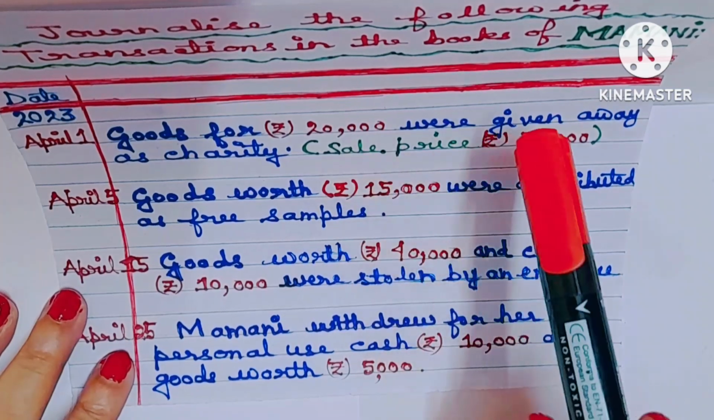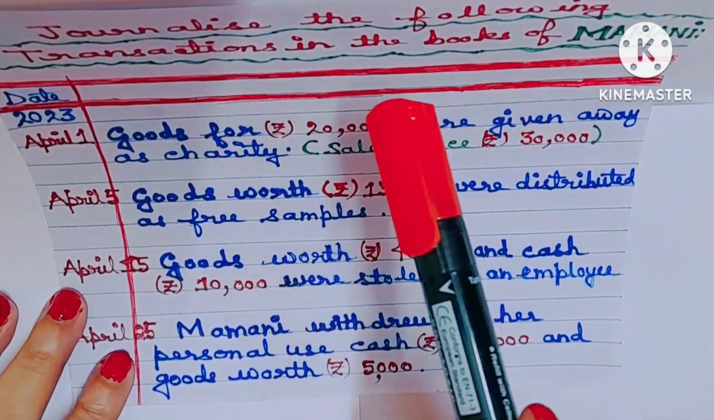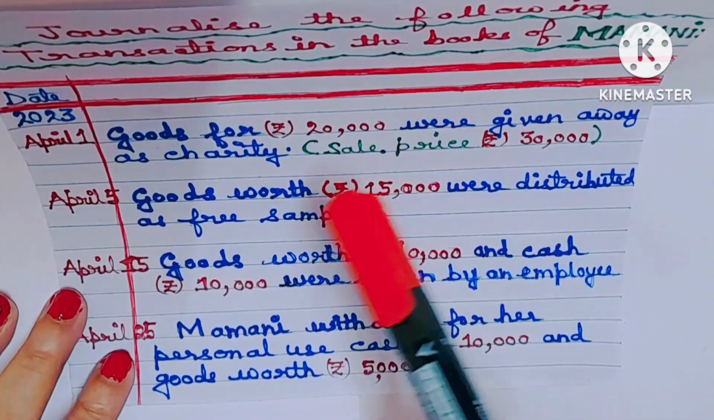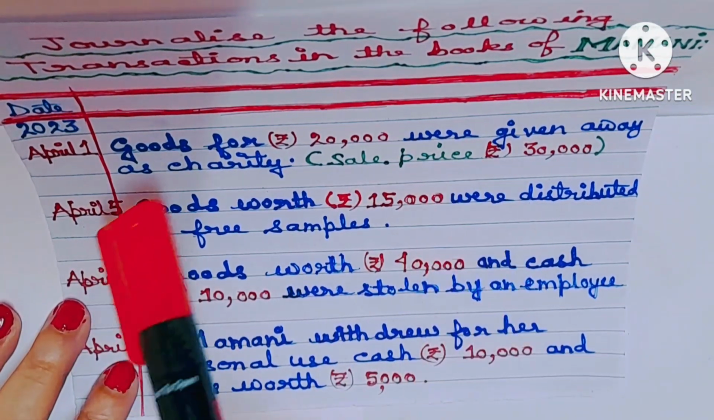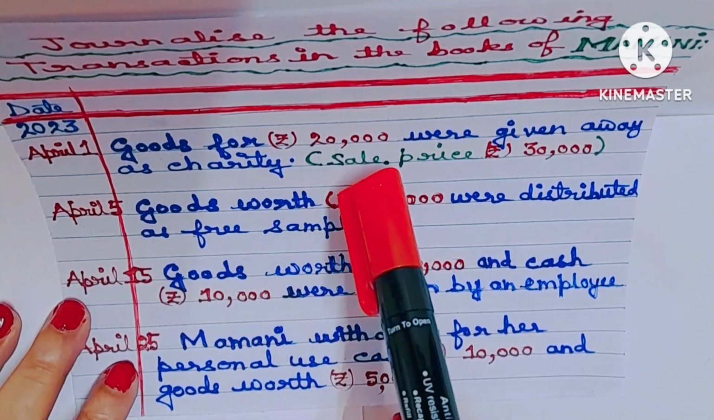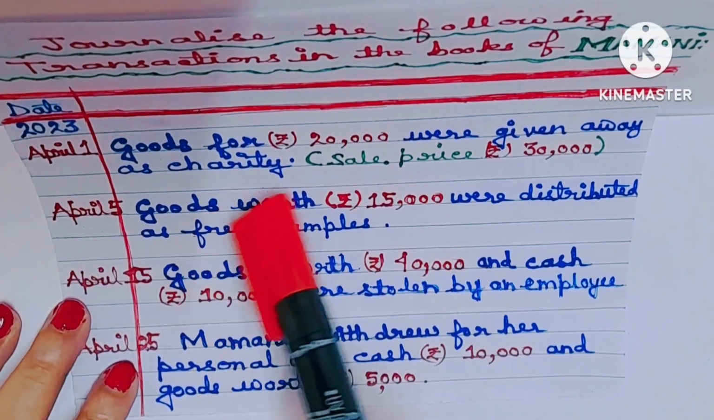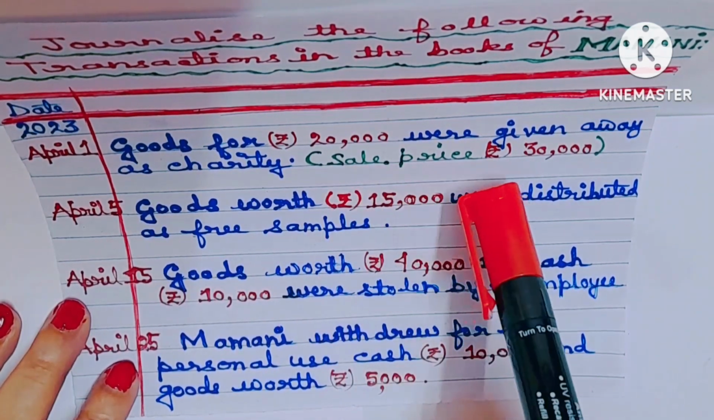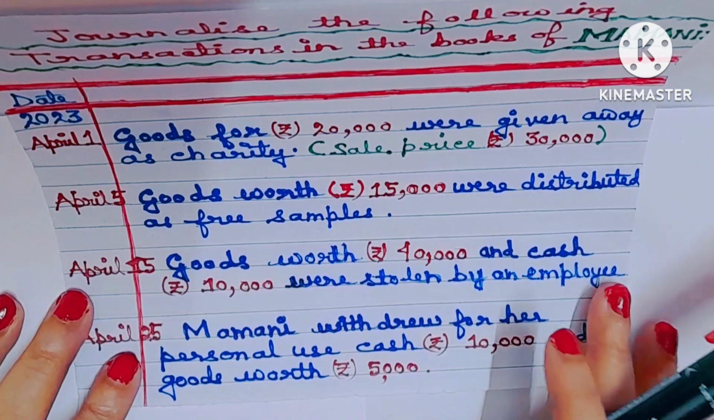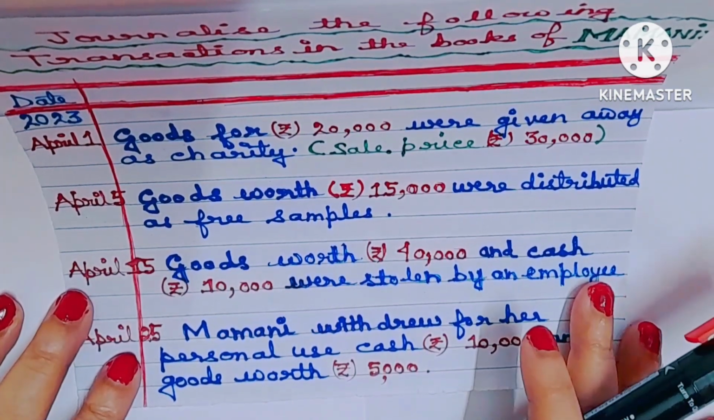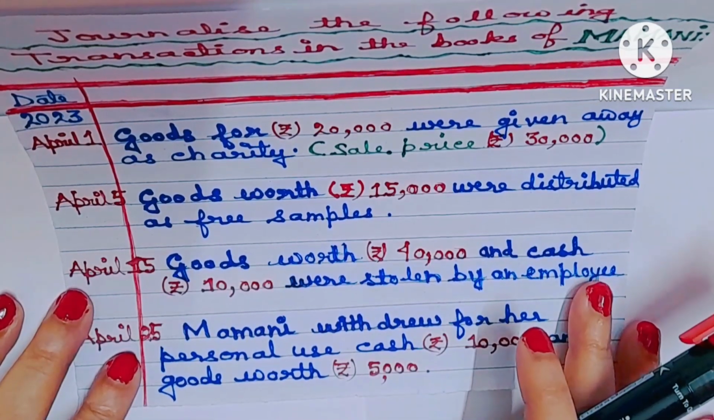So here is the problem. Journalize the following transactions in the books of Mamuni. So let's go through the first transaction. 2023 on 1st April, goods for rupees 20,000 were given away as charity. In bracket it is written sale price rupees 30,000. First we'll do it in rough to make you understand. Then I'll do it in fair. Okay? So let's do it.